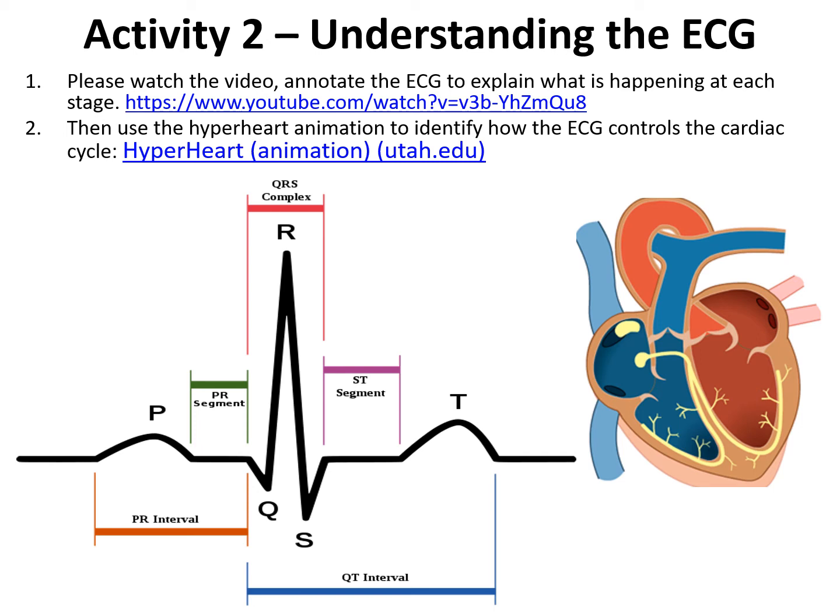There's 2 parts to this. The first part is to follow this link and to watch a video that summarises what we've been talking about in the last 2 or 3 slides. The second link is to the hyperheart, and you've looked at that before Christmas. This is a really good animation just to slowly step through and to link what's happening in the ECG trace with what's happening in the heart during the cardiac cycle. So pause the video and have a go at activity 2 and then come back and we'll talk through the ECG trace.